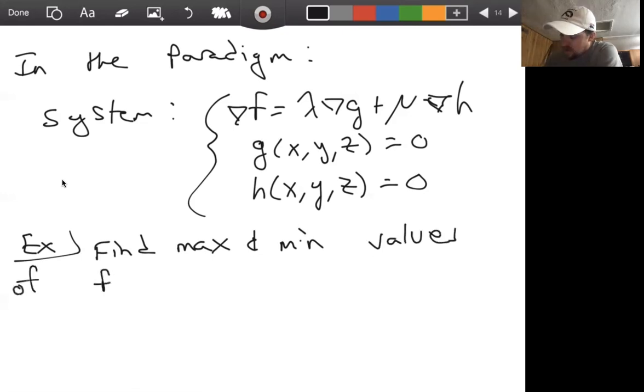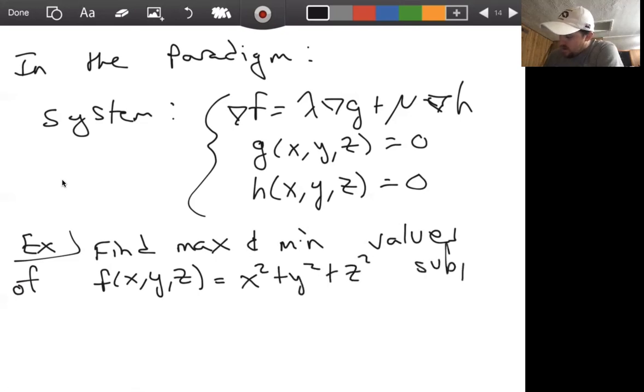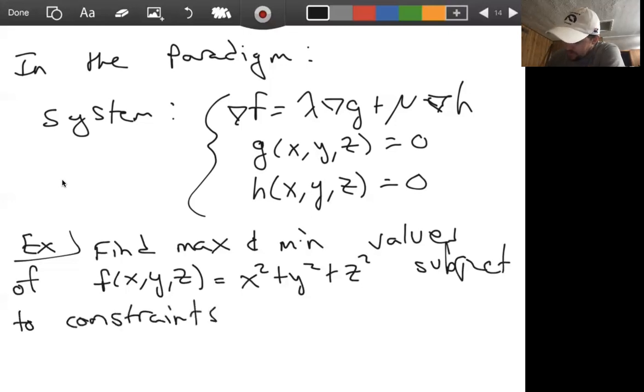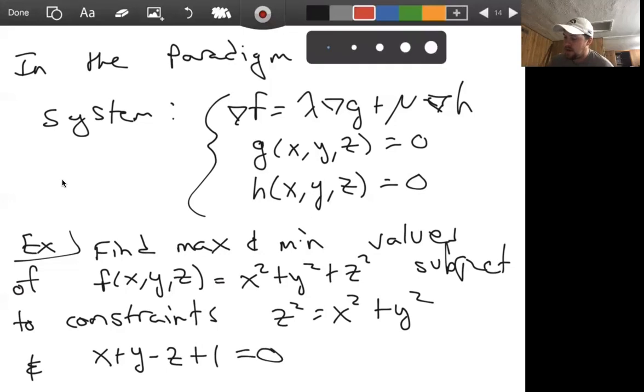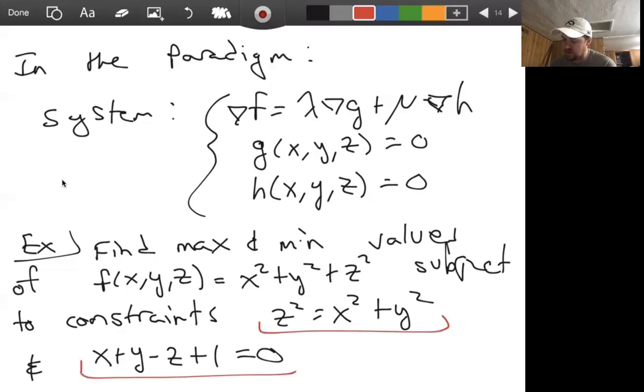of f of x, y, z equals x squared plus y squared plus z squared, subject to constraints given by z squared equals x squared plus y squared, and x plus y minus z plus 1 equals 0. And so here we're trying to find the max and the min. And then we know that f is our objective function, and the two constraints are g and h given here that I've underlined in red.